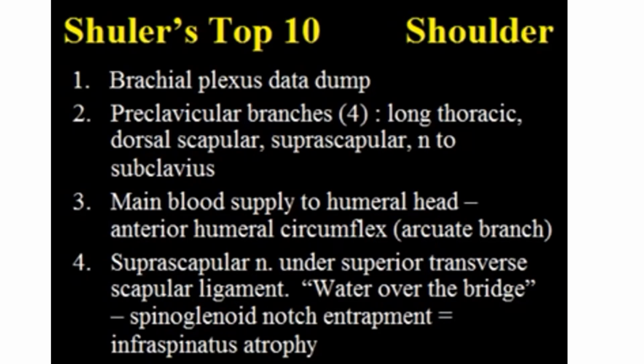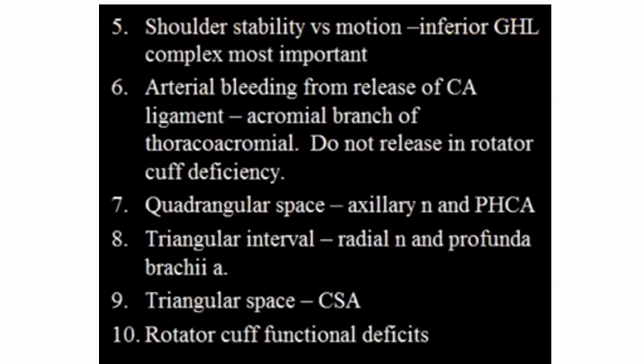The main blood supply to the humeral head is not the anterior humeral circumflex, it is the posterior humeral circumflex, in 62%, and in 38% only the anterior. This has to be changed. The suprascapular nerve runs under the superior transverse scapular ligament, with the artery over the edge, at the spinoglenoid notch. I spoke to you so many times that this will give you paralysis of either the infraspinatus or supraspinatus.